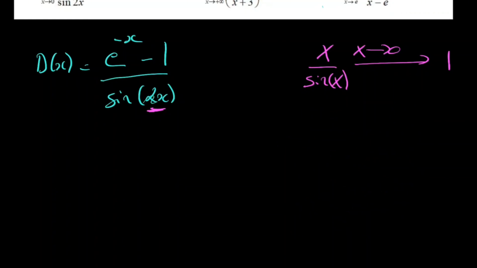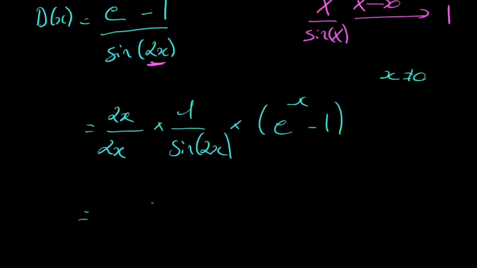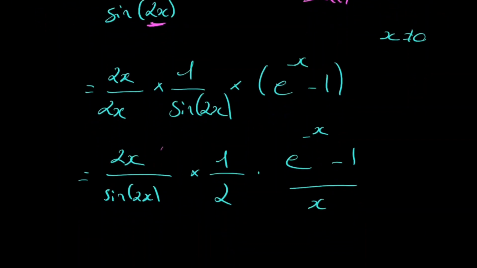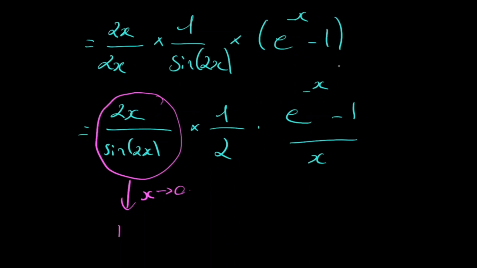What we want to do first is to make a 2x appear at the top. So we multiply by 2x and we divide by 2x. Why can we divide by 2x? Because we've got x different from 0. We want x that tends to 0, not x that is equal to 0. So times 1 over sinus of 2x times exponential of minus x minus 1, which is equal to 2x over sinus of 2x times 1 half times exponential of minus x minus 1 over x. We do know that this first factor will tend to 1 when x tends to 0, but what about the other one?